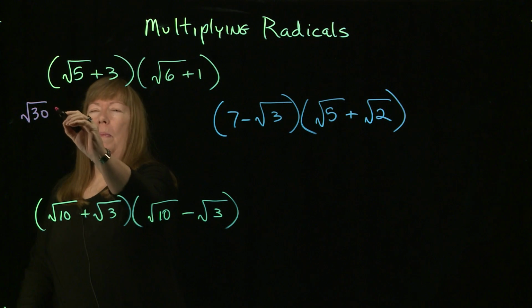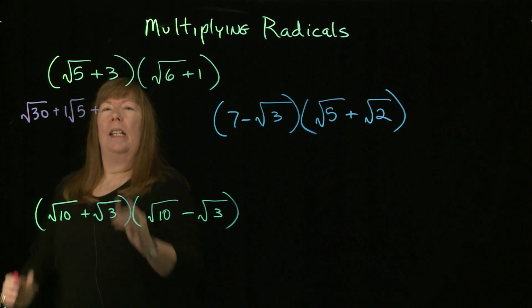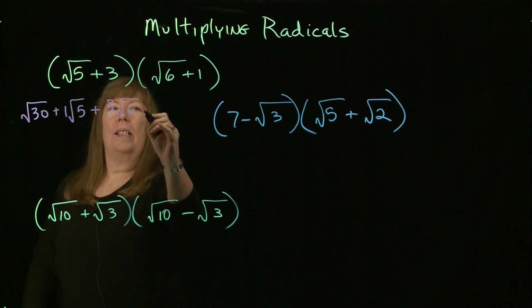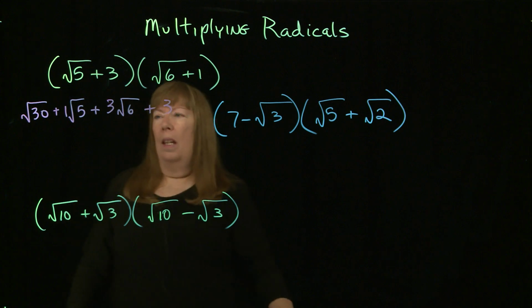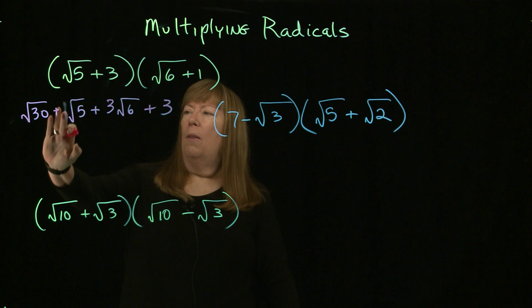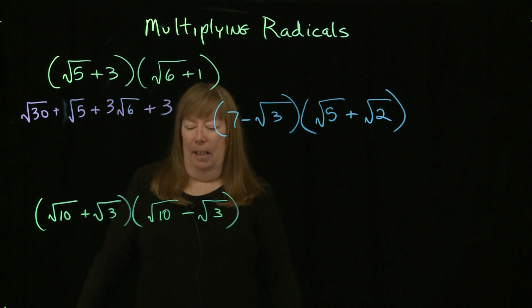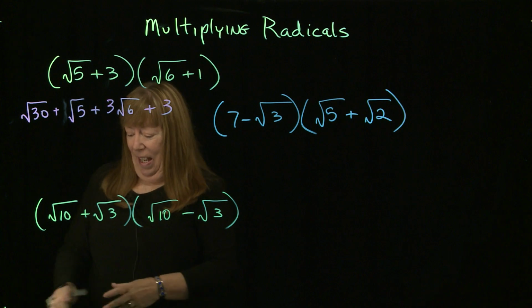Outsides, plus 1 times the square root of 5. Insides, plus 3 times the square root of 6. And last, 3 times 1 is 3. So what do you think? Is there any chance here of collecting some like radicals and doing a little adding? I don't see it. I think that's it. I think we're done. All right, let's try this one.